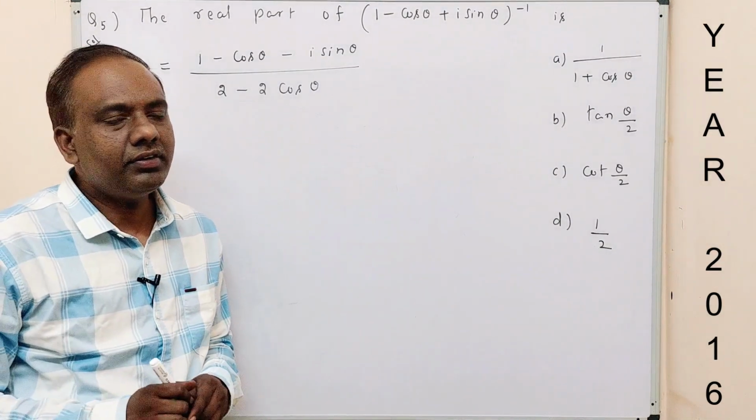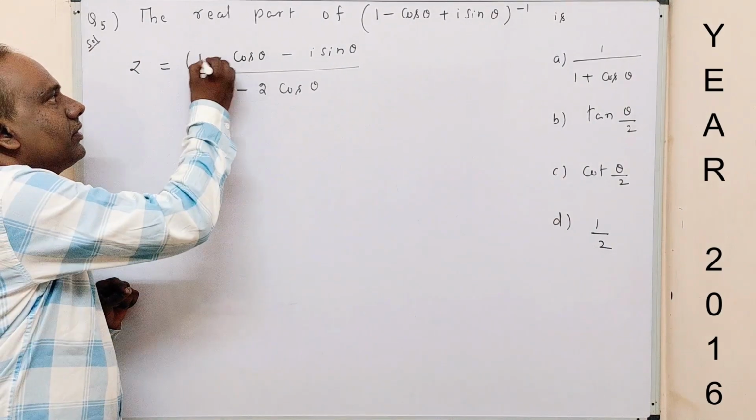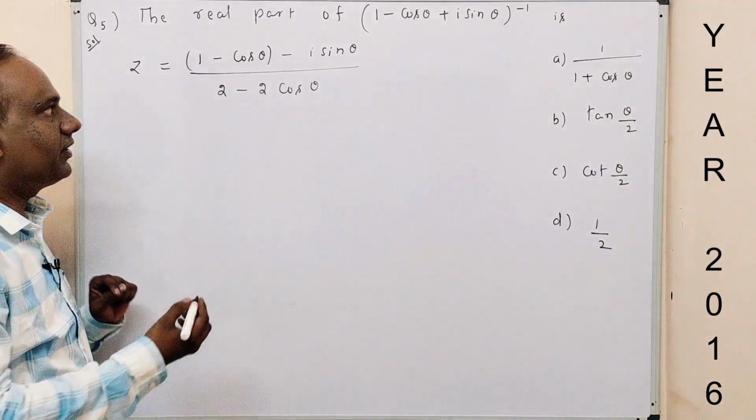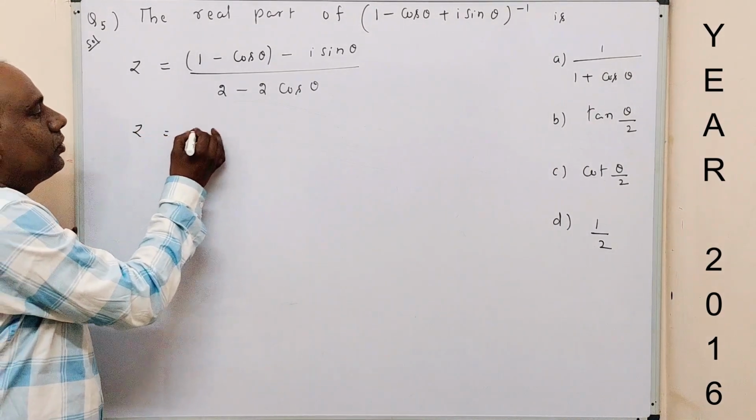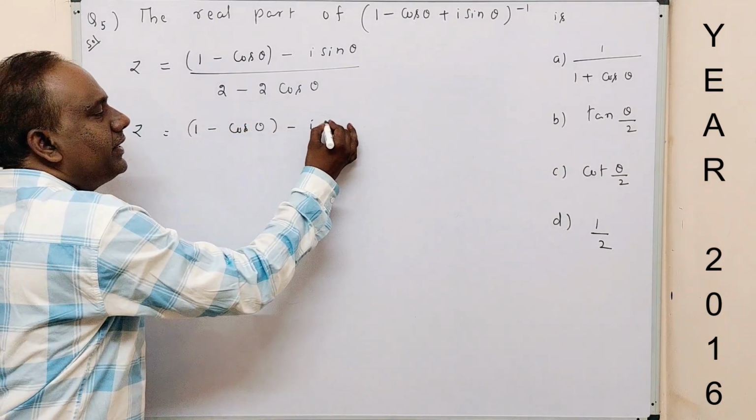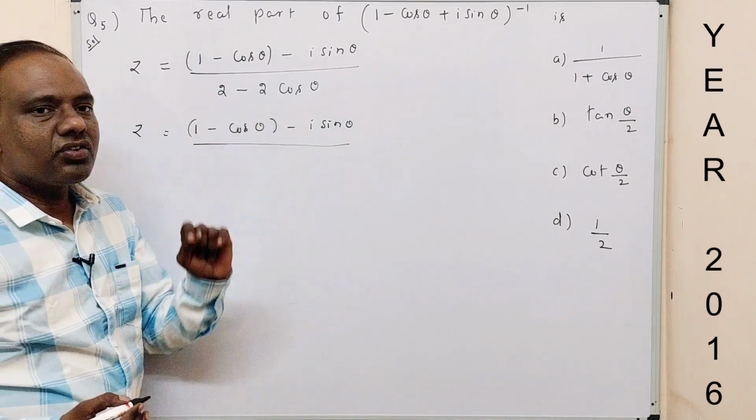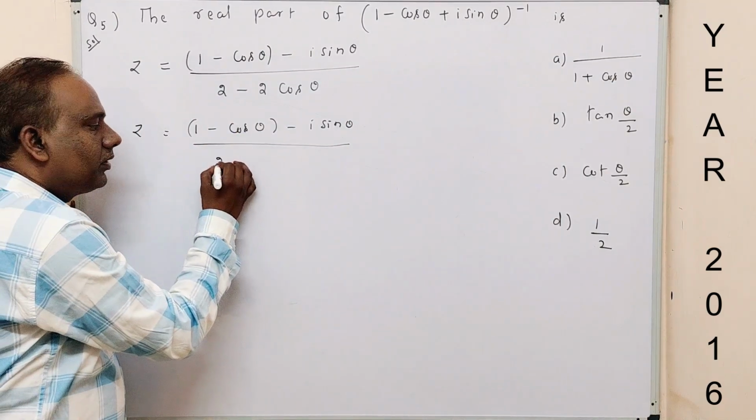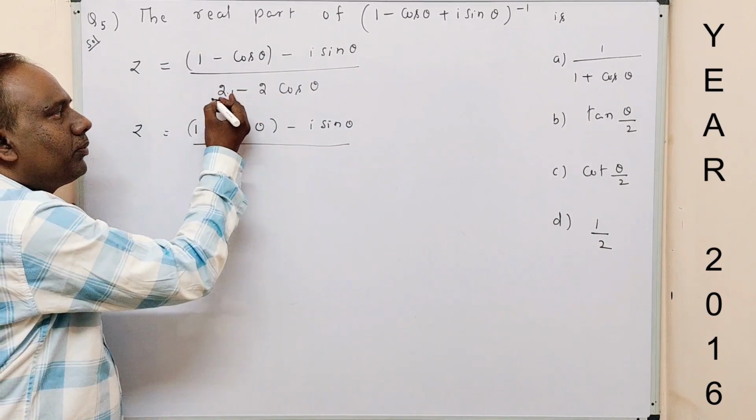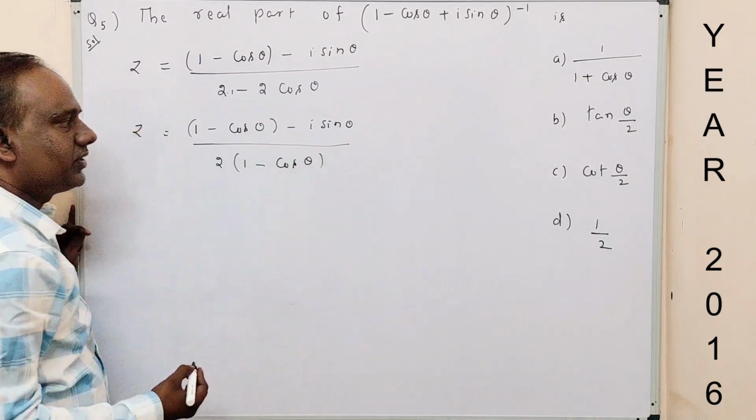Now I continue here. Before we get, Z is equal to (1 minus cos theta minus i sin theta) by (2 minus 2 cos theta). So now Z is equal to (1 minus cos theta minus i sin theta) by, here 2 is common, take 2 common. Taking 2 common means the remaining is 1 minus cos theta.